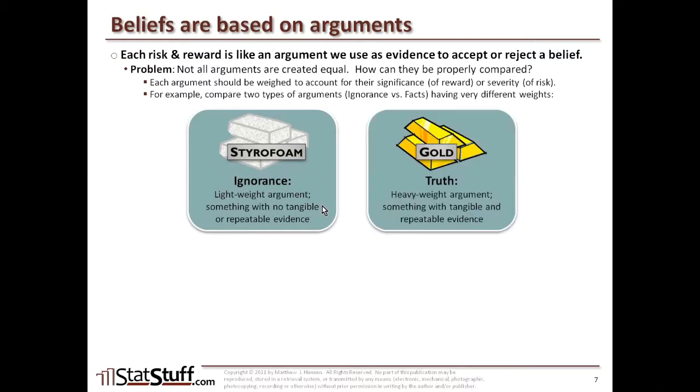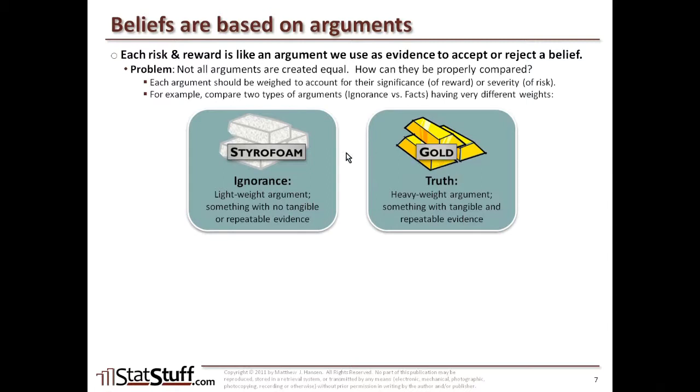And the opposite side of the spectrum could be gold. That is something that is very heavily weighted. And that might be represented by truth, or an indisputable fact, a very heavyweight argument, something that has a lot of tangible and repeatable evidence. Now granted, gold is not something we would use to build a foundation for a building, but here we're using this as an illustration just to show that it's a very heavy substance that's very solid and very dense, and in that way is strong enough to support the heavy weight of any actions or behaviors that might be built on that kind of material.